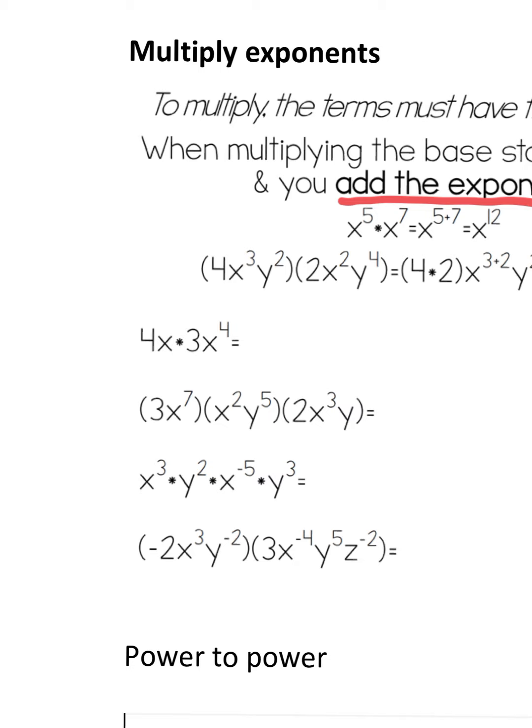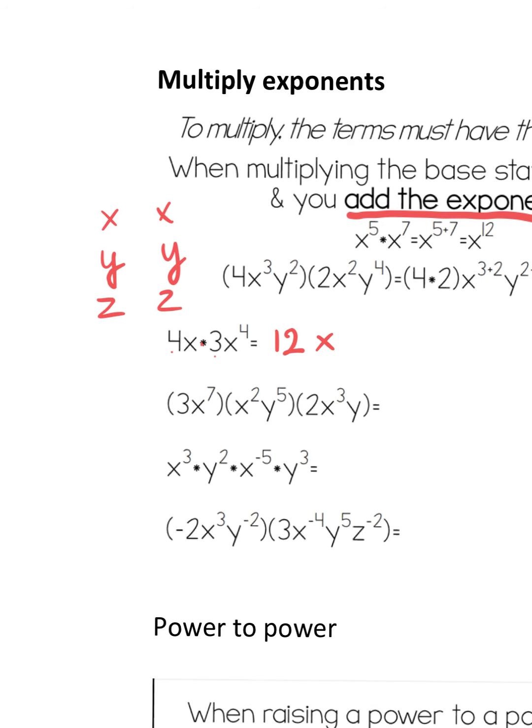So 4x times, this is multiply, 3 raised to the power of 3 times x raised to the power of 4. So we multiply the numbers first, so 4 times 3 is 12. Remember the base must be the same. So x goes with x, y goes with y, z goes with z. So we have x as the base, and then you have to remember one thing for me. X by itself means x raised to the power of 1.